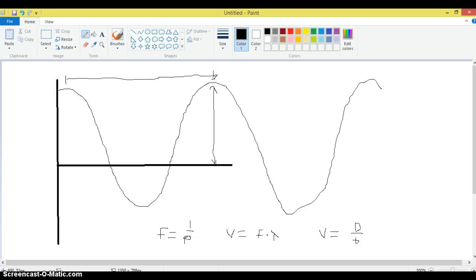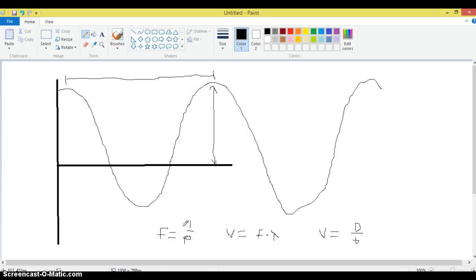And the amplitude is the distance from the center to the peak here, as shown. So that'll be the amplitude, and of course wavelength. And frequency, as shown here, is just 1 over the period, and conversely, the period would be 1 over the frequency.